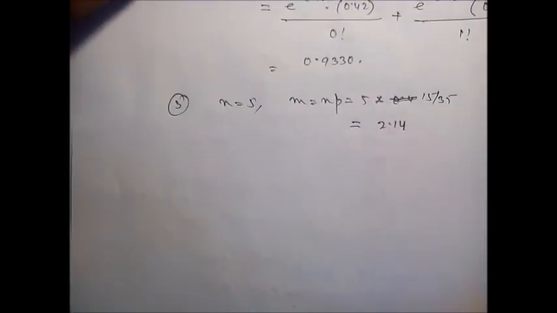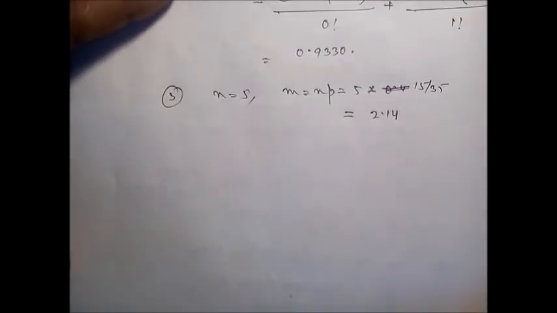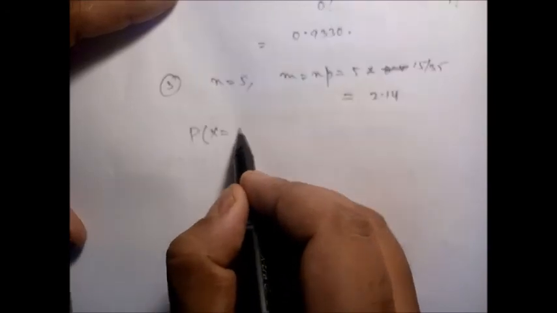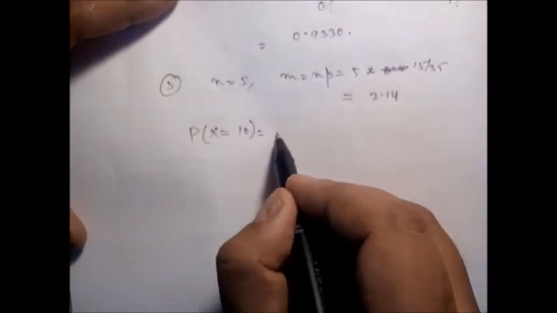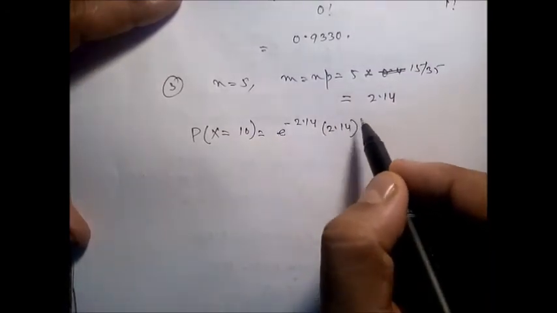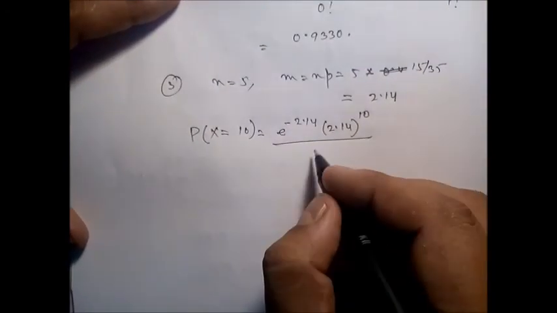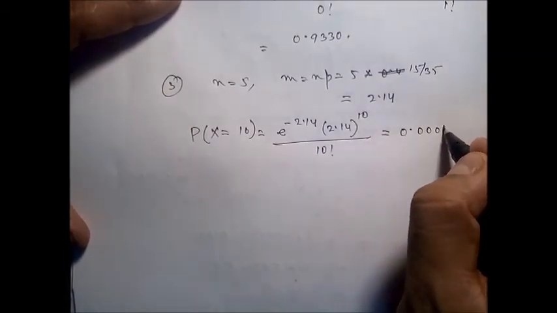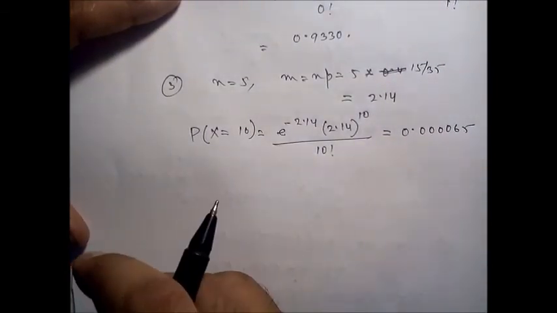Now the bowler will take 10 wickets in a one-day series consisting of 5 matches. So probability of x is equal to 10. Okay, so e to the power minus 2.14, 2.14 to the power 10 by 10 factorial. The answer is 0.00065.